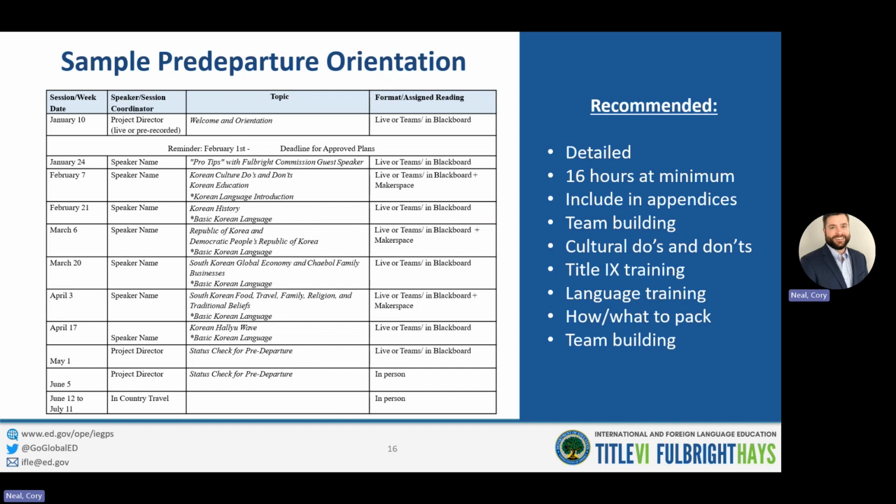You could, again, I think I mentioned this on the previous slide, but include some team building, cultural do's and don'ts. We highly recommend including Title IX training through your institution, language training, of course, how and what to pack. And I have team building listed on here, again, only because these individuals will possibly be spending an entire semester together abroad. And so it is absolutely essential that your group works together as a good team.